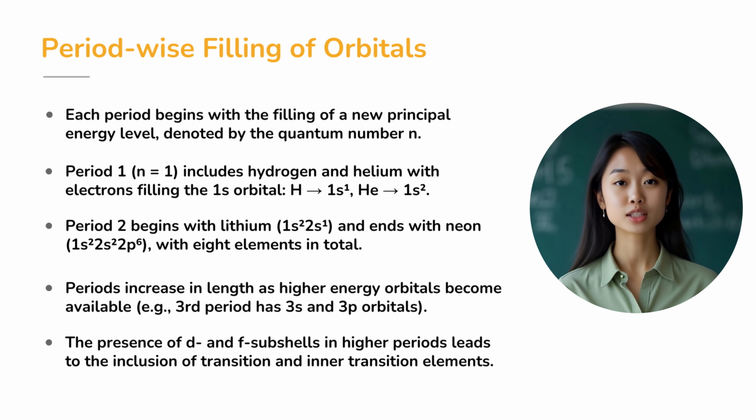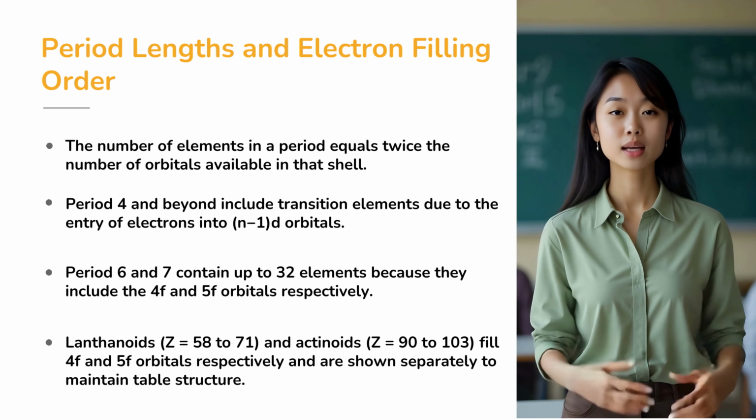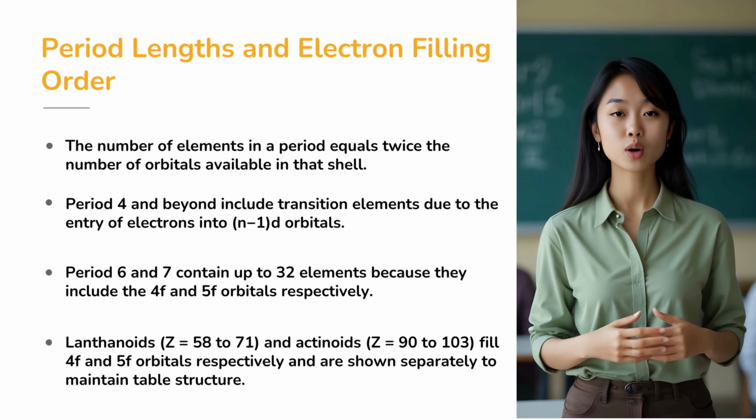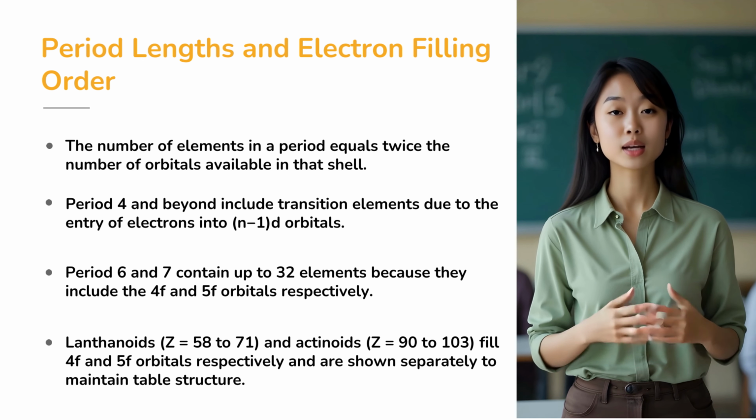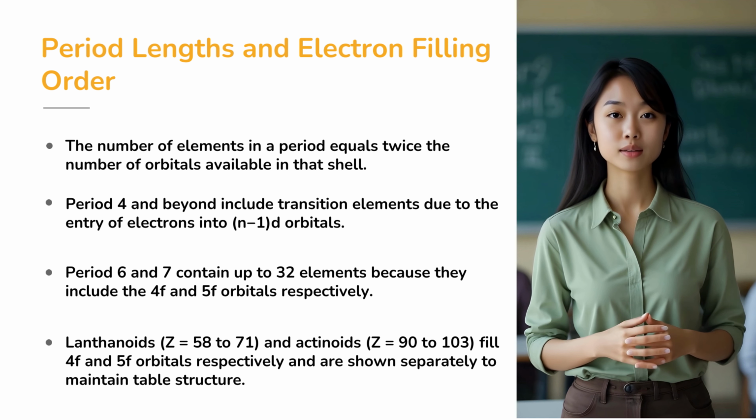The pattern continues into longer periods like period 6 and 7, which include f-block elements. These variations explain why periods have different numbers of elements. It's all about how many orbitals are available at each energy level. Here's something fascinating. The number of elements in a period is not random. It's actually twice the number of orbitals available in that energy level.